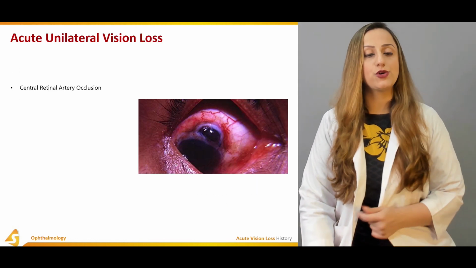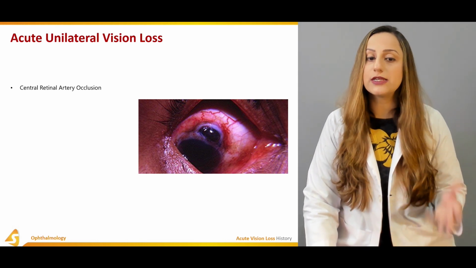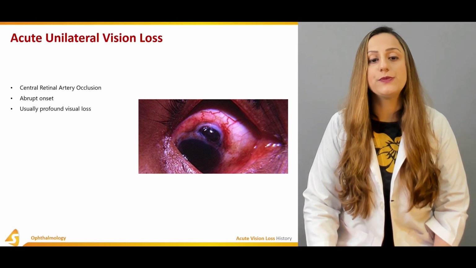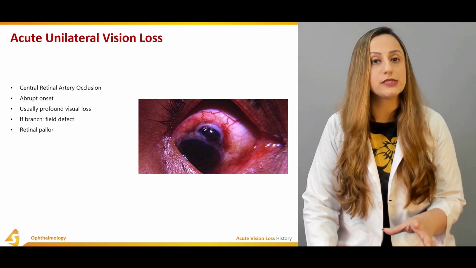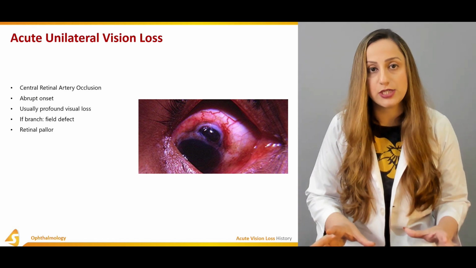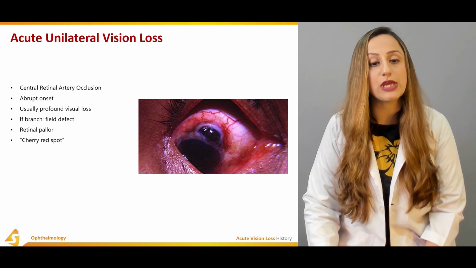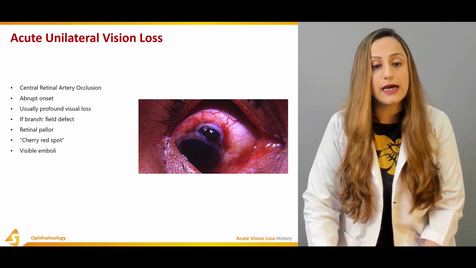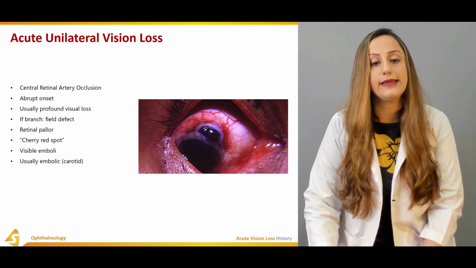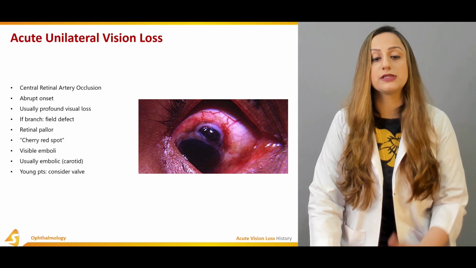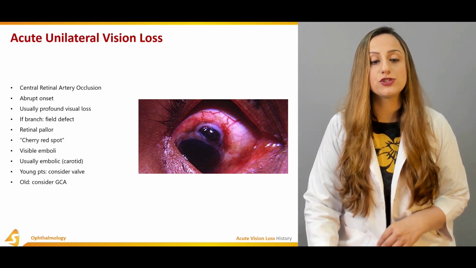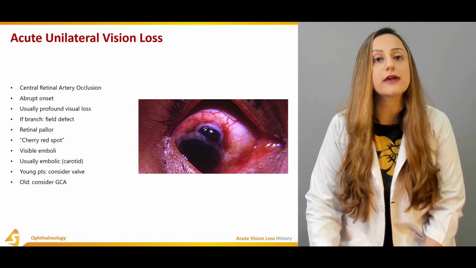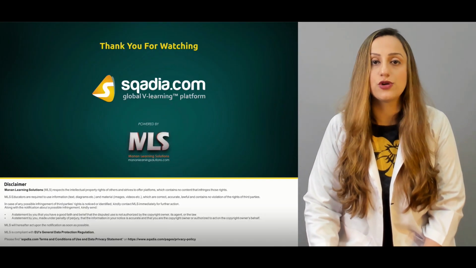The causative factors of acute unilateral vision loss can range from central retinal artery occlusion. Then we have the abrupt onset of unilateral vision loss, usually profound vision loss, if branch field defects are noted. What are the visual fields that are affected in that patient? Retinal pallor is noted on fundoscopy. Cherry red spots, if they are found, are indicative of diabetes mellitus or diabetic proliferative disease in that patient. Visible emboli are noted down, usually embolic, carotid, and in young patients, they should consider the valves as well. In older patients, we should consider giant cell arteritis, also abbreviated as GCA, as one of the causative factors of painless acute vision loss in the patient.